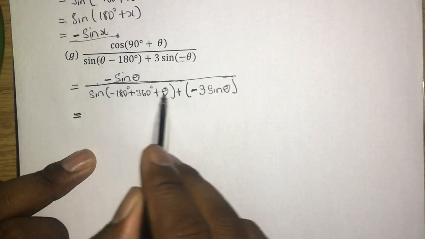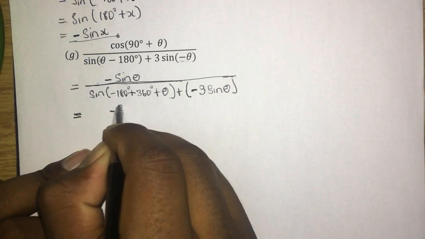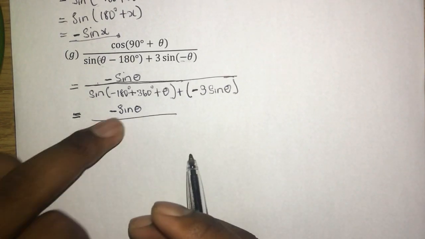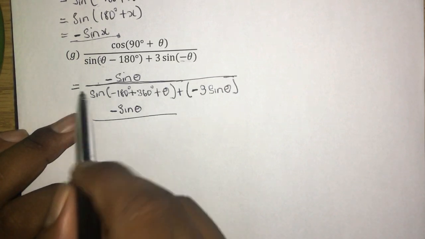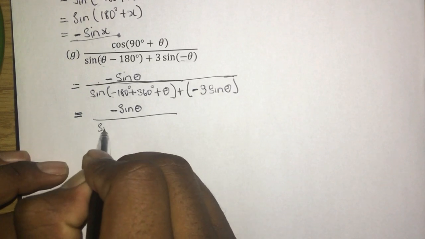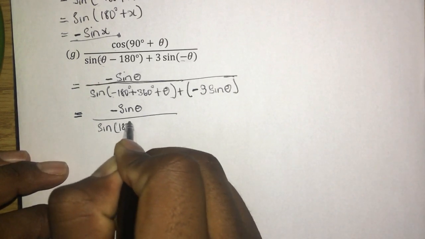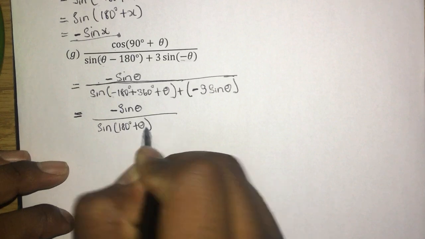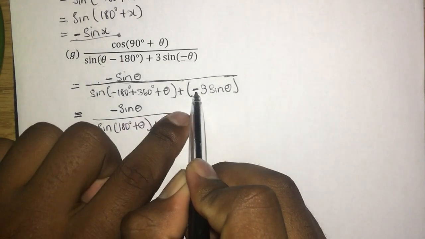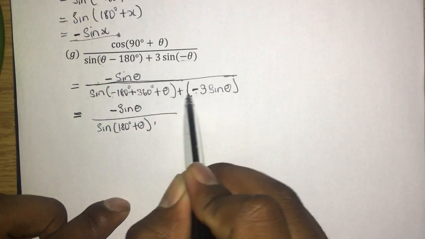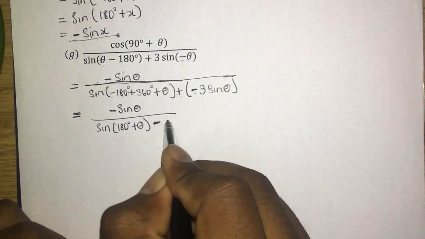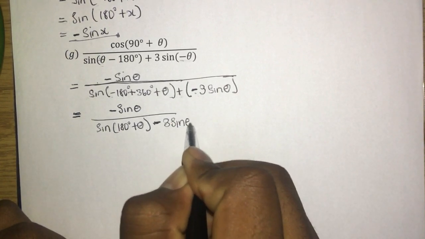So now let's simplify the denominator, because we are already done with the numerator. The numerator will return as it is. Now we have negative 180 plus 360. You'll have sine 180, right? Plus theta. Then negative times positive, because the negative sign will multiply it by positive sign. Negative times positive is negative. It will be negative sine theta.